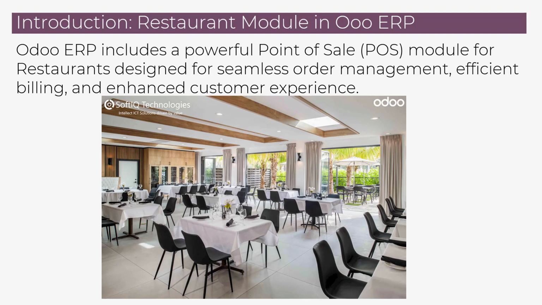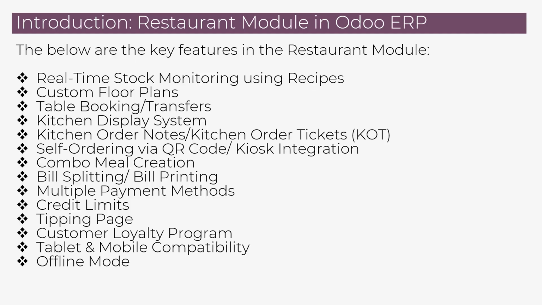Odoo ERP includes a powerful POS module for restaurants designed for seamless order management, efficient billing, and enhanced customer experience. Below are the key features in the restaurants module. There is real-time stock monitoring using recipes. There are custom floor plans. There is table booking and transfers.